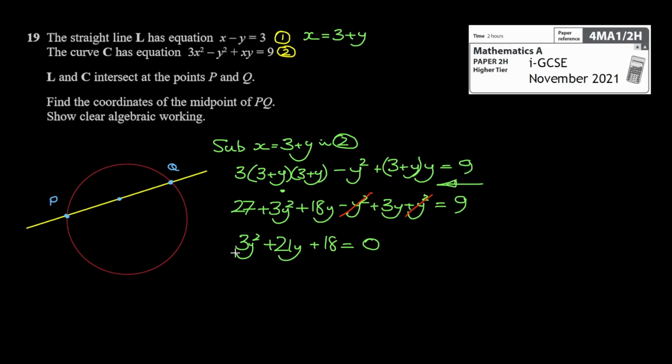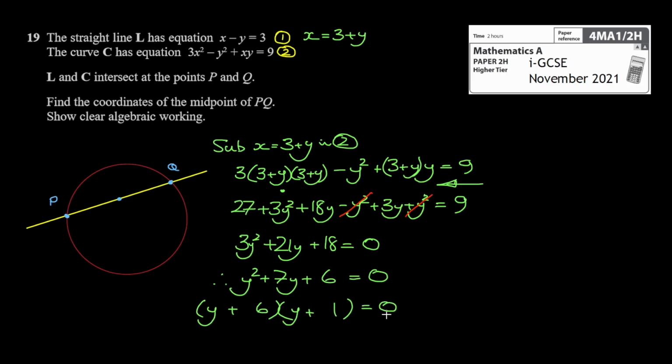Please don't work with these high numbers. We can divide through by 3. And I think you'll see fairly quickly that y plus 6 and y plus 1 will be the factorization of that quadratic. So we've got two values for y. We've got y is equal to negative 6 and y is equal to negative 1.